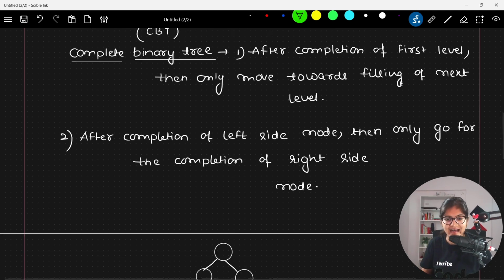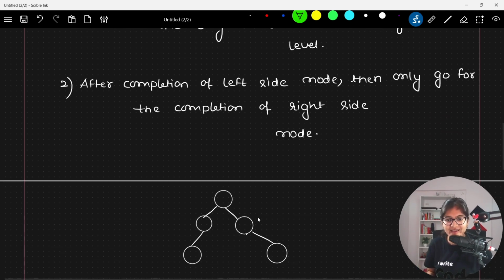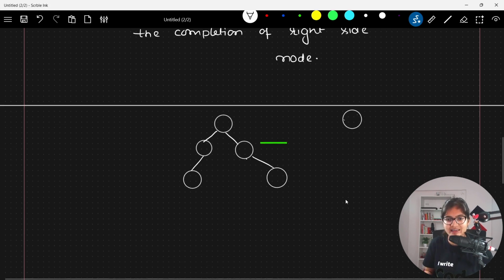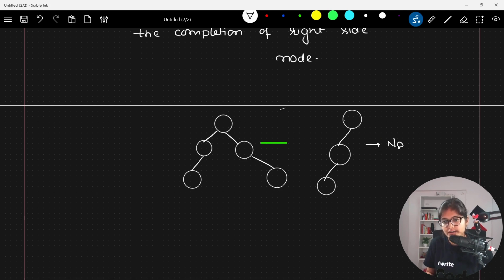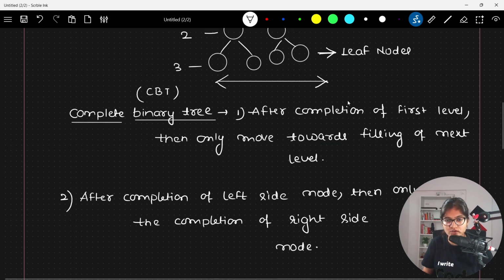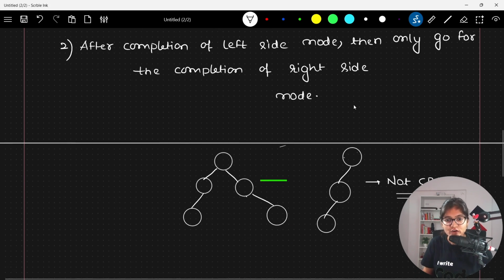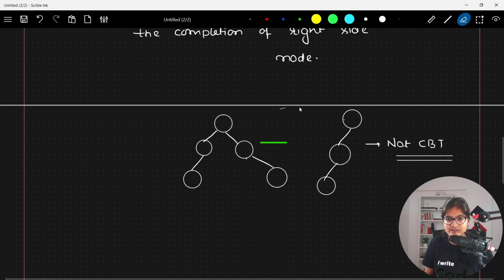The very first pattern is that there should not be space in the upper level of the nodes while you are filling the next level. For example, here, I am filling like this, and now there is a space here to fill a node at the present level, but I am not filling that. So this is not a CBT in that sense, because the first condition itself is not valid here.